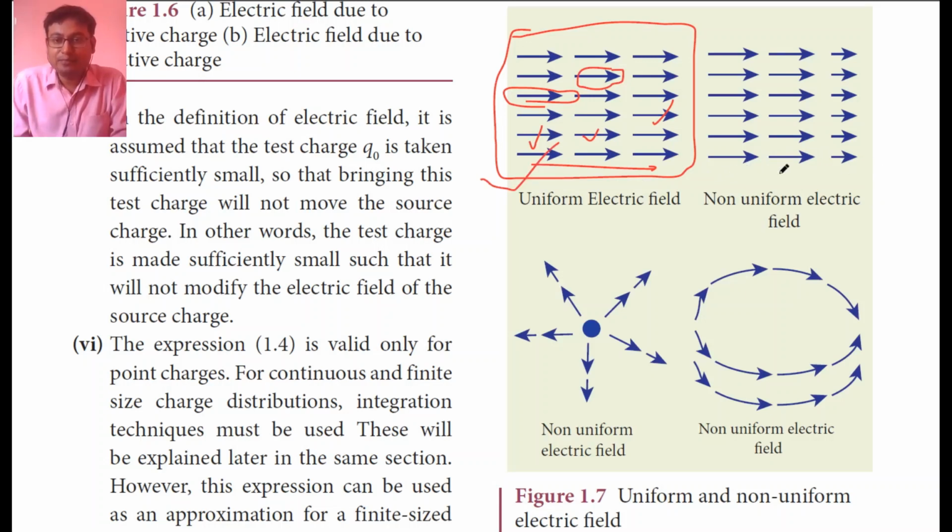Here, this is an example of a non-uniform electric field. Can you say why? Because here the direction is the same, from left to right, but as it goes from left to right, its magnitude is decreasing. If the length of the vector decreases, that means its magnitude decreases, because a vector's magnitude and its length are directly proportional to each other. So here one thing is the same but one thing is changing. Direction is the same but magnitude is changing. That is why it is an example of a non-uniform electric field.